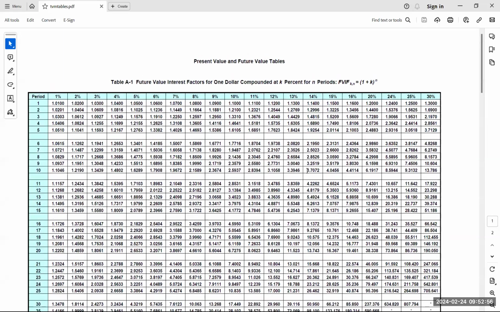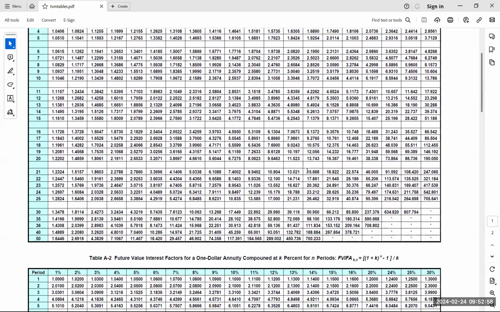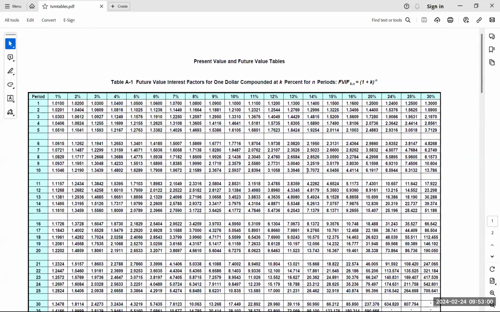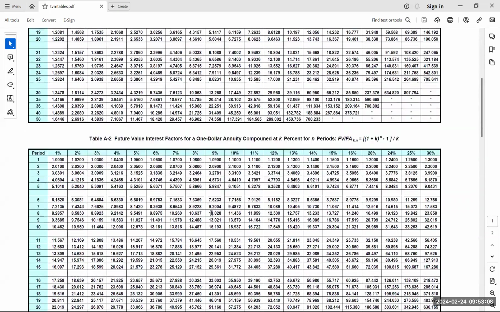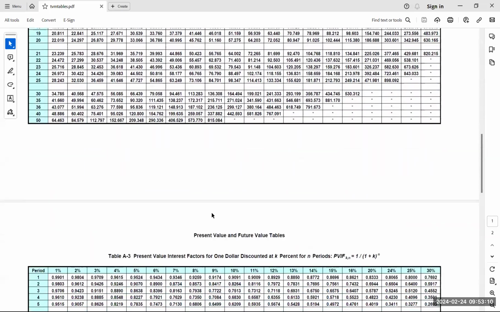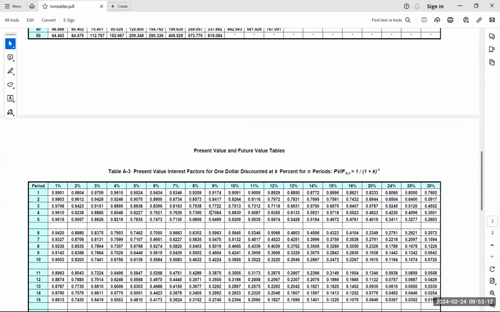So let us see where that table is. Table A1 is future value interest factor, not interested. Table A2 also talks about future value interest factors, not interested. Table A3 talks about present value interest factor of $1. That's what we are interested in. Because you will see both the future value tables and the present value tables. So let's open the annotation panel and see.